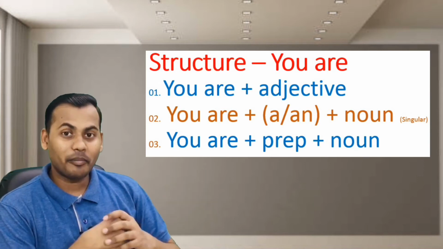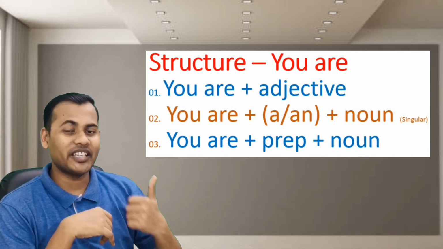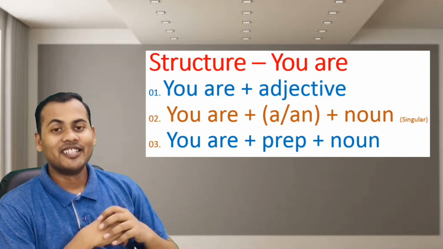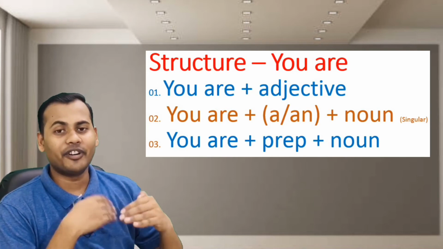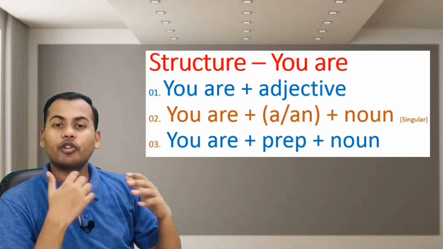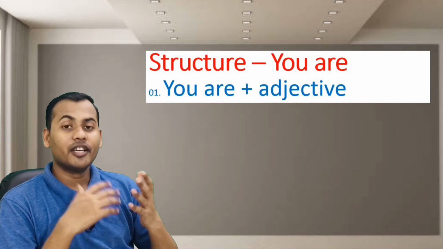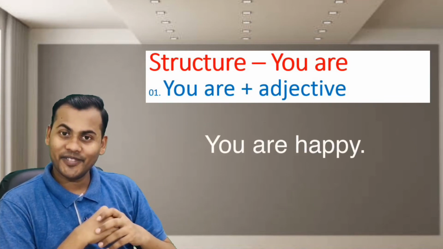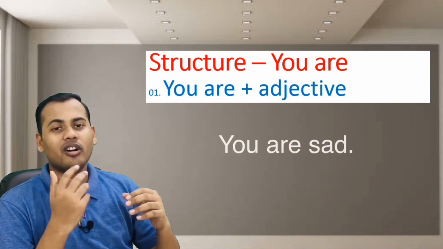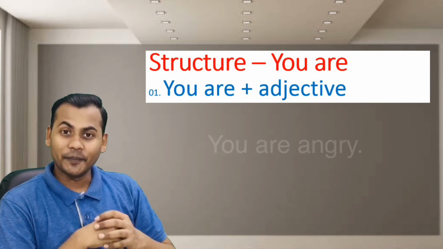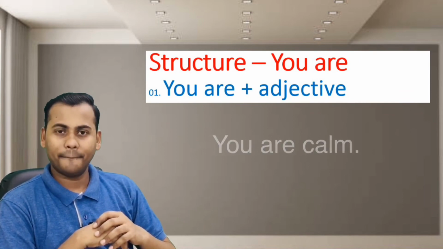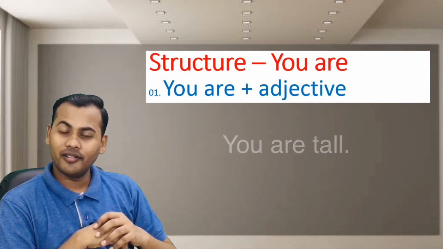I had told you in the beginning that I've got you some easiest of the easy sentence structures. So that is something very useful and very helpful to you. I've also used the same words, same adjectives here so that you can remember. So the first example that I'm going to give you is you are happy, aren't you? You are sad. You are angry. You are calm. You are tall.